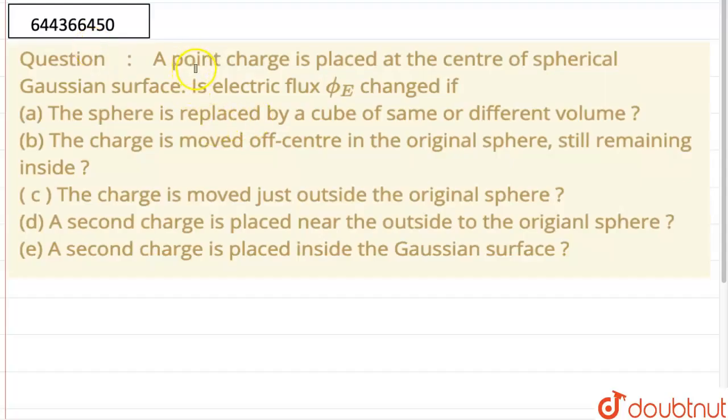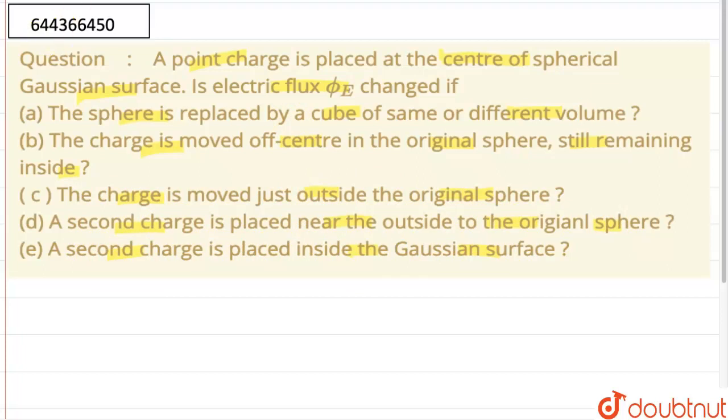Hello students. So the question here is, a point charge is placed at the center of a spherical Gaussian surface. Is electric flux phi E changed if the sphere is replaced by a cube of the same or different volume? The charge is moved off the center in the original sphere, still remaining inside. The charge is moved just outside the original sphere. A second charge is placed near, outside the original sphere. A second charge is placed inside the Gaussian surface.